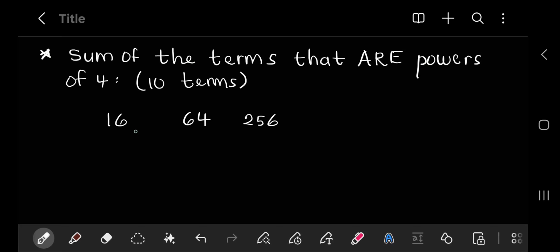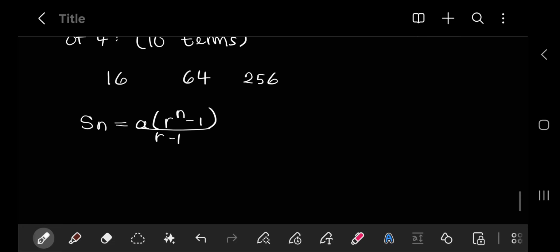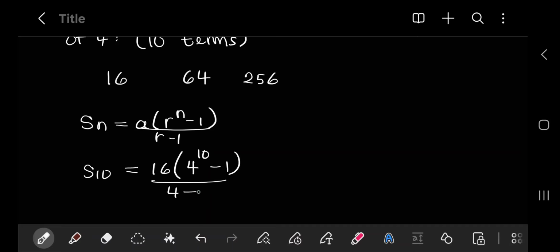And here A would be 16, R would be 4. We're actually multiplying by 4 each time. Remember, they are powers of 4. So this is going to be our geometric series formula. We are getting S10. Here A is 16, R is 4 to the power 10 minus 1 over 4 minus 1. And this is going to give you 5592400. So this is the sum of all the terms that are divisible by 4.